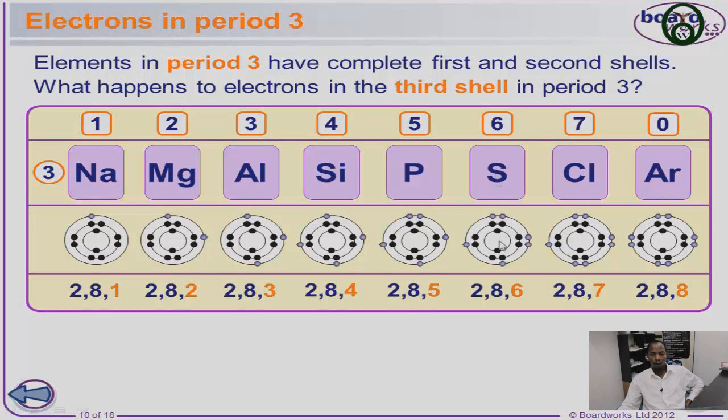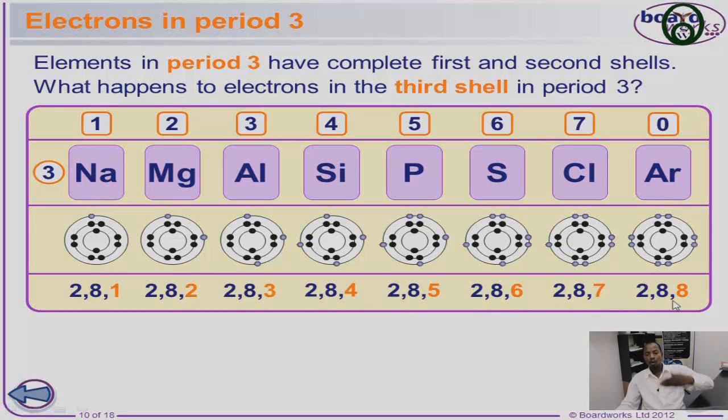For sulfur, we have 2 in the first shell, 8 in the 2nd, and 6 in the 3rd shell. So the atomic number will be 16. For chlorine, same thing, 2, 8, and 7, because the atomic number is 17. For argon, it's 2, 8, and 8, which completes the shell. So if you take a look at the pattern, it goes 2, 8, 1; 2, 8, 2; 2, 8, 3; 2, 8, 4; 2, 8, 5; 2, 8, 6; 2, 8, 7; 2, 8, 8.